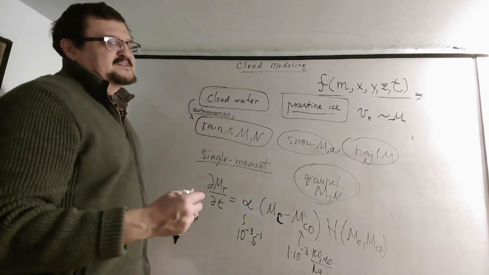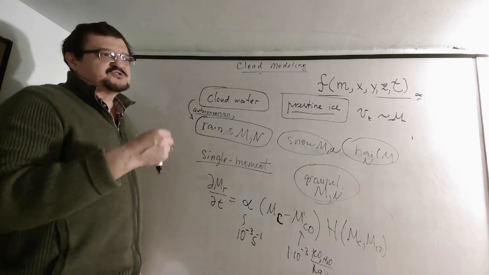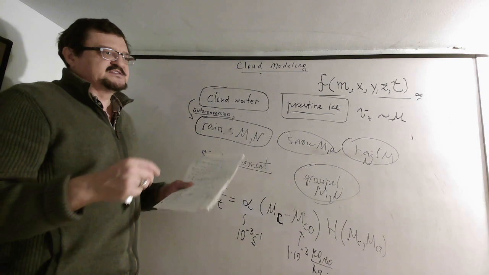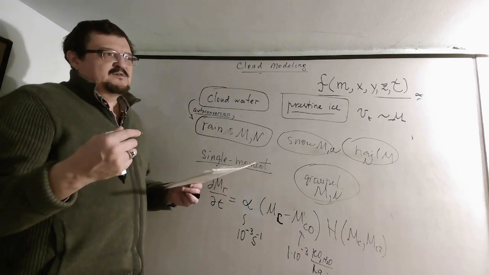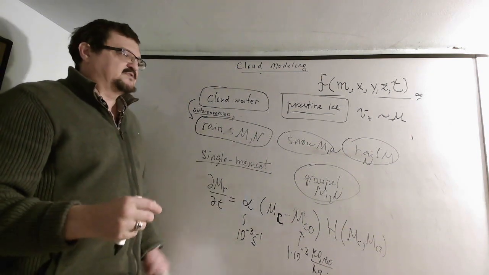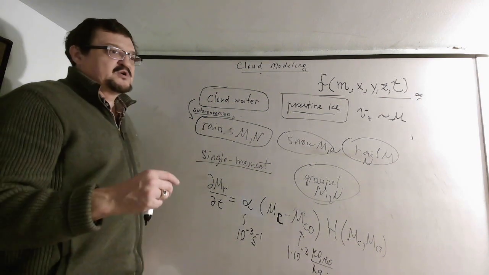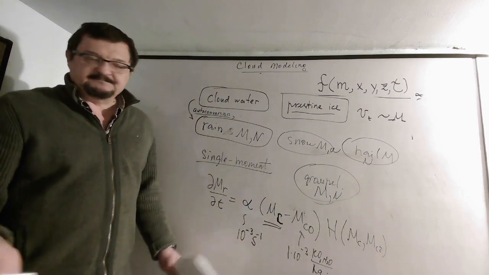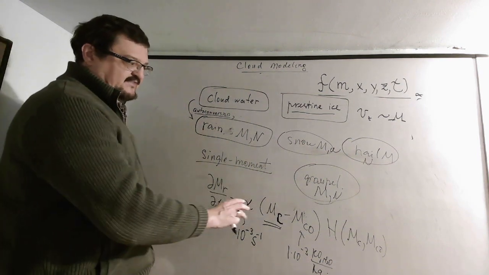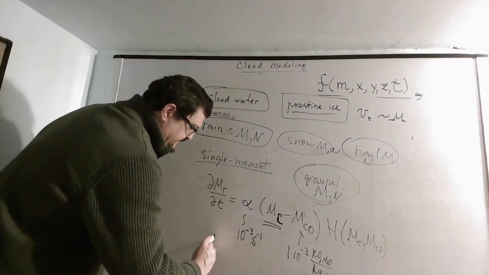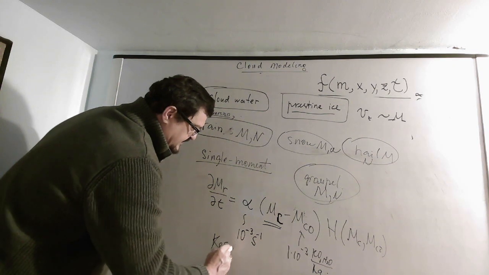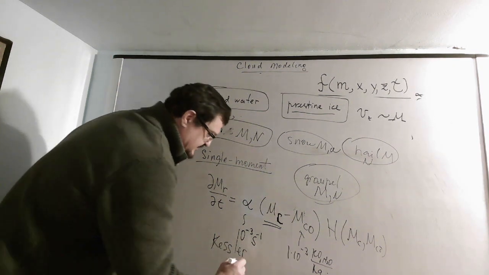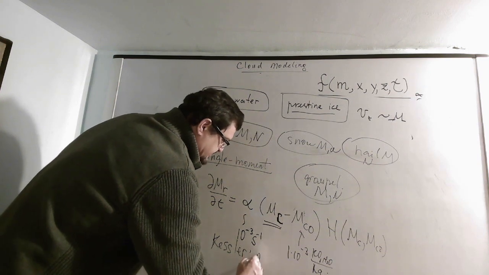So this process basically mimics, or tries to model, the situation when you have small clouds, fair weather cumulus clouds, when there is no rain from them. It's because they don't have enough mass to produce any. So this is basically a very simple approach. This is called the Kessler formula, and it was invented by Kessler back in the 50s. Kessler parameterization.